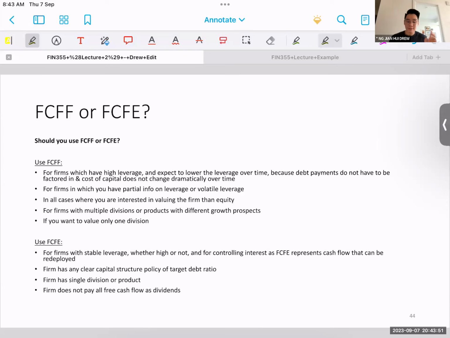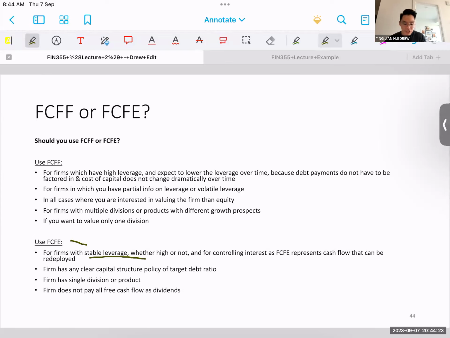Remember, for FCFE, we have to add back net borrowings into the cash flow. So let's look at FCFE first. If the firm has a stable leverage, right, the leverage doesn't change crazily, then we can use the FCFE because we are adding back the net borrowings, and the net borrowings don't keep on changing. So we can use the FCFE.